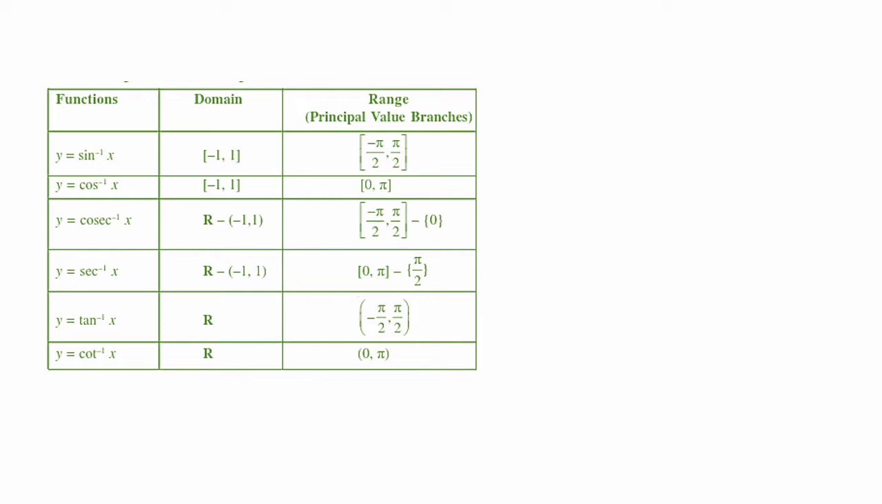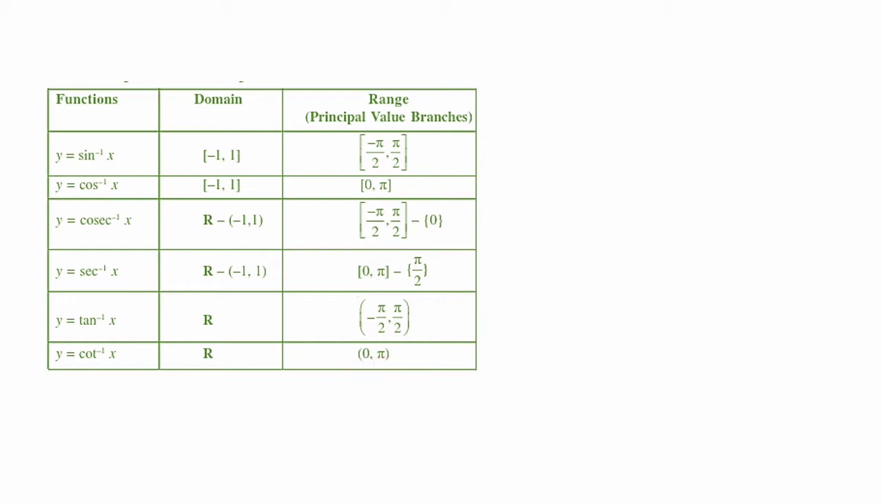For cosec inverse x, domain is R minus open interval minus 1, 1. Range is closed interval minus pi by 2, pi by 2, excluding 0. For sec inverse x, domain is R minus open interval minus 1, 1. Range is closed interval 0, pi, excluding pi by 2. For tan inverse x, domain is R and range is open interval minus pi by 2, pi by 2. For cot inverse x, domain is R, range is open interval 0, pi.